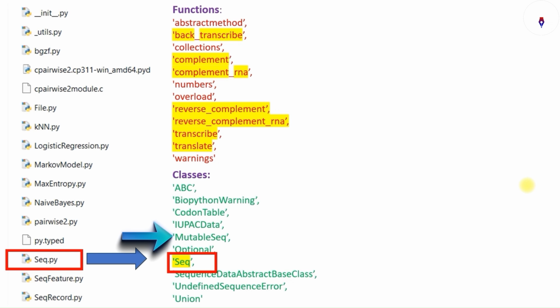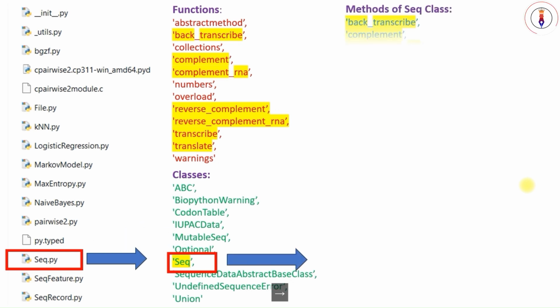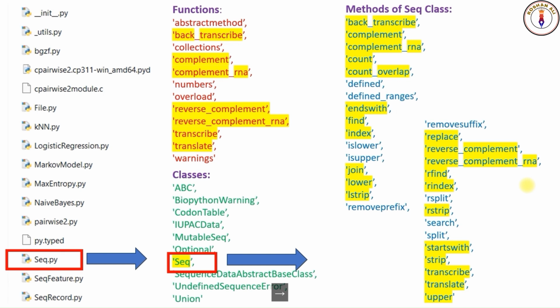As you know, classes have methods. Seq class contains these methods. We have studied the yellow highlighted methods in the previous lesson in detail. In my today's lesson, we will discuss the rest of the methods. I will teach you some more things about some other methods as well.